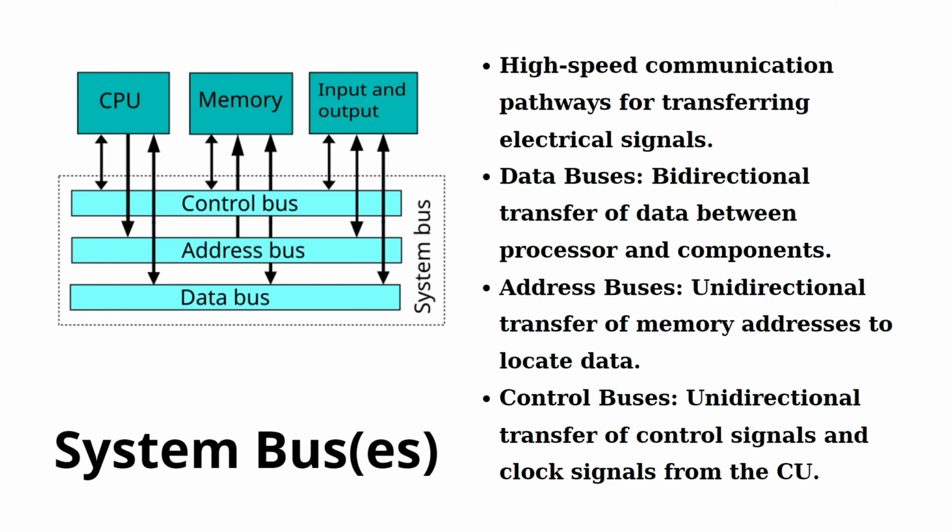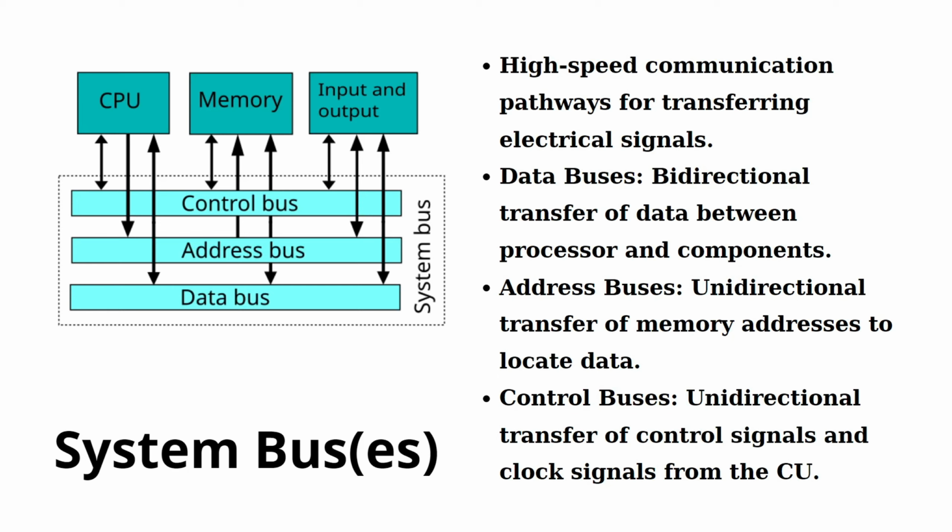Data buses are bidirectional and handle the transfer of data between the processor and other components, allowing data to move in both directions. Address buses are unidirectional and carry specific memory addresses. Imagine memory as a village where each house has an address. When a computer needs to access data, it sends the address to locate the correct house where the data is stored.